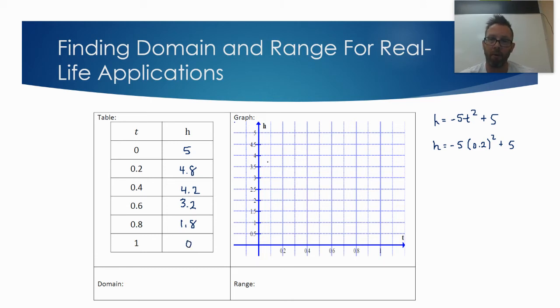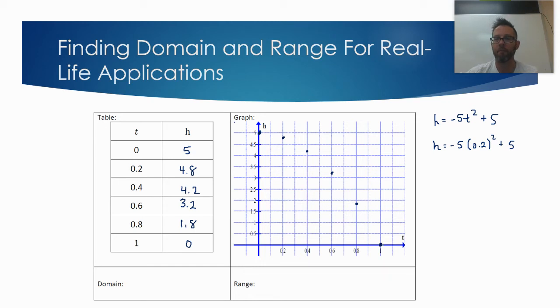So if we plot those points, we get 0, 5. Just plot them the best you can. 0.2, 4.8; 0.4, 4.2; 0.6, 3.2; 0.8, 1.8; and then 1, 0.